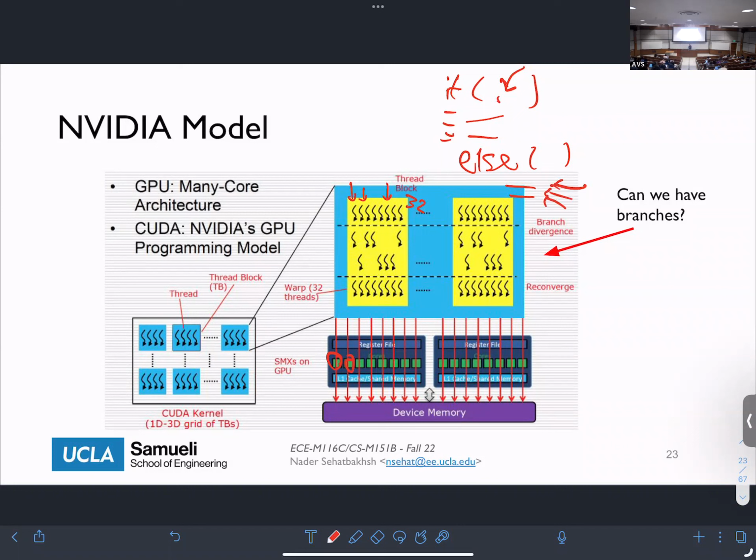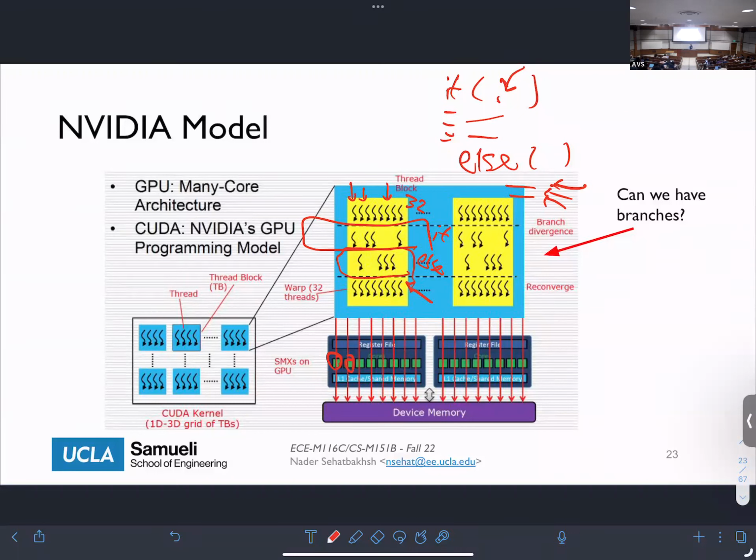That's why we call this branch divergence, which means that we're going to divide this group of threads into 2 groups. We run the first group first, for example those that took the branch. Then we run the second group, the complementary group of threads, in the else branch. So we're not going to utilize the entire SM, just part of it. And at some point they reconverge, because both the if and else finish, and then we continue the program.